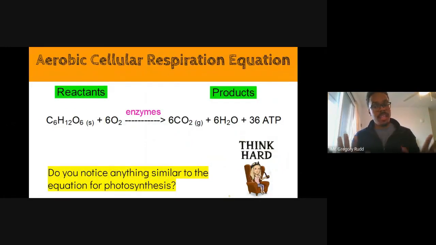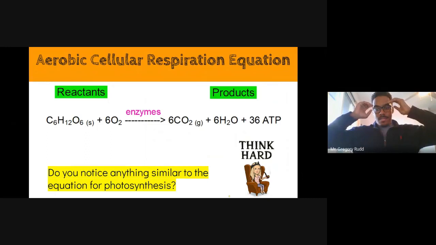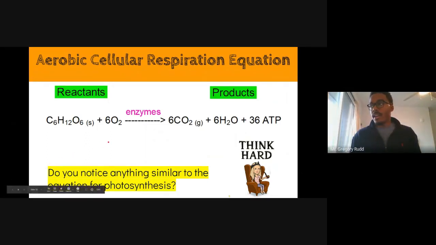Okay, so what do you notice? Anybody pick up on it yet? Yeah, thank you, Melissa. So the products of photosynthesis are the reactants of cellular respiration. And Janelle is also telling us the products of respiration are the reactants of photosynthesis, minus sunlight. So what this means is that these two can exist in a cycle, essentially. All you need to do is throw in some sunlight.